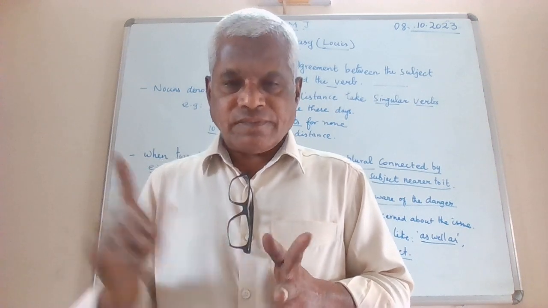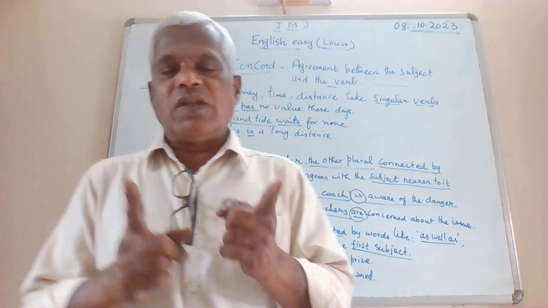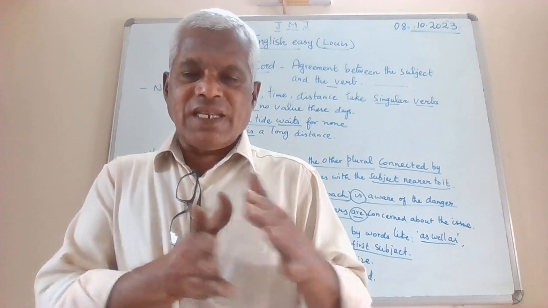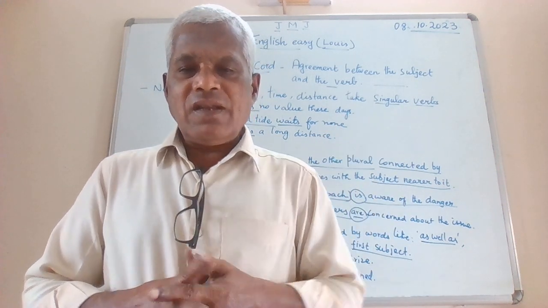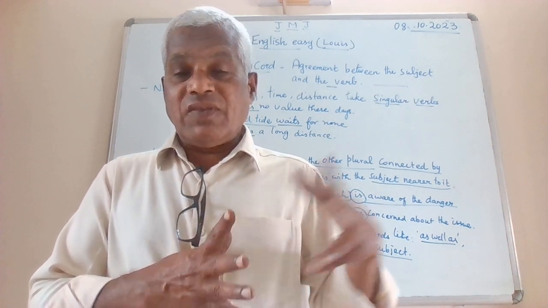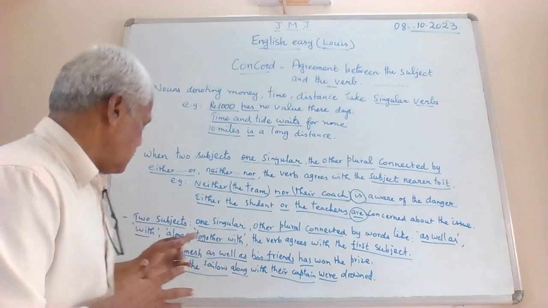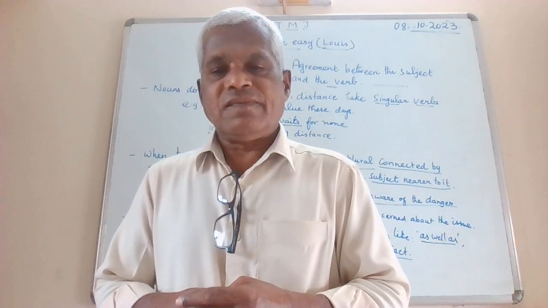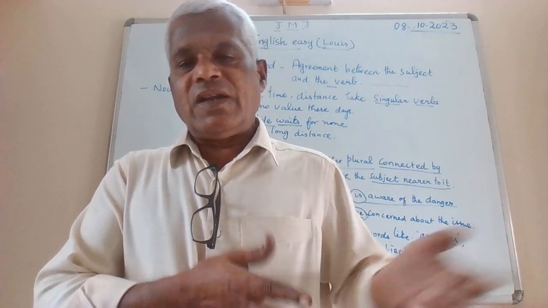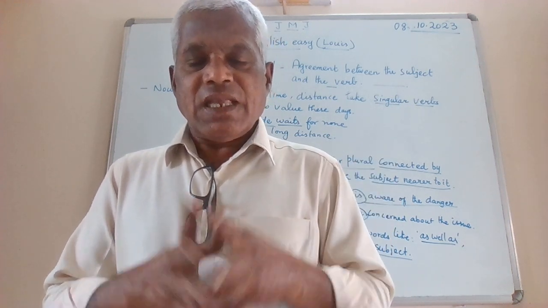As far as this video is concerned, when you have two subjects, a singular subject and a plural subject, the verb agrees with the subject that is nearer to it. Another one, just now we discussed, if you have two subjects, one singular, another plural, and they are connected with words like as well as, along with, together with, the verb agrees with the first subject. A few examples: along with my friends, we went on a picnic.